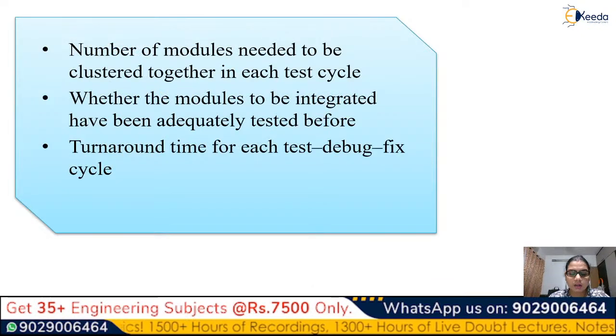Then the number of modules needed to be clustered together in each test cycle. Whether the modules to be integrated have been tested before. Yes, because in a later part, first I have done my unit testing. Now when they are integrated together, have they been tested before as a single unit, and what is the turnaround time for each test, like the test, debug, fix cycle? Because these factors will affect the later part.